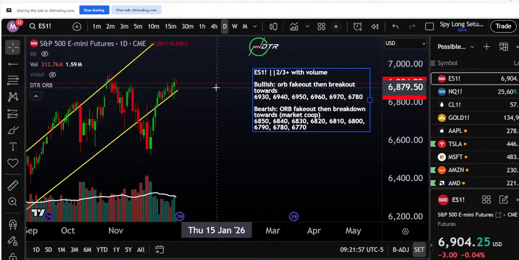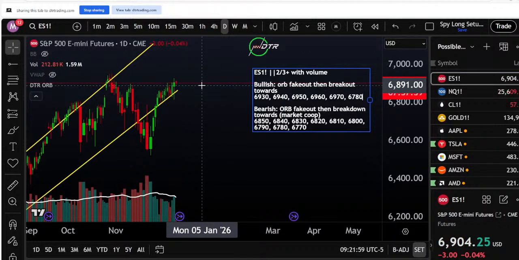Okay, to the downside here, we're looking at a move towards, what, 890.